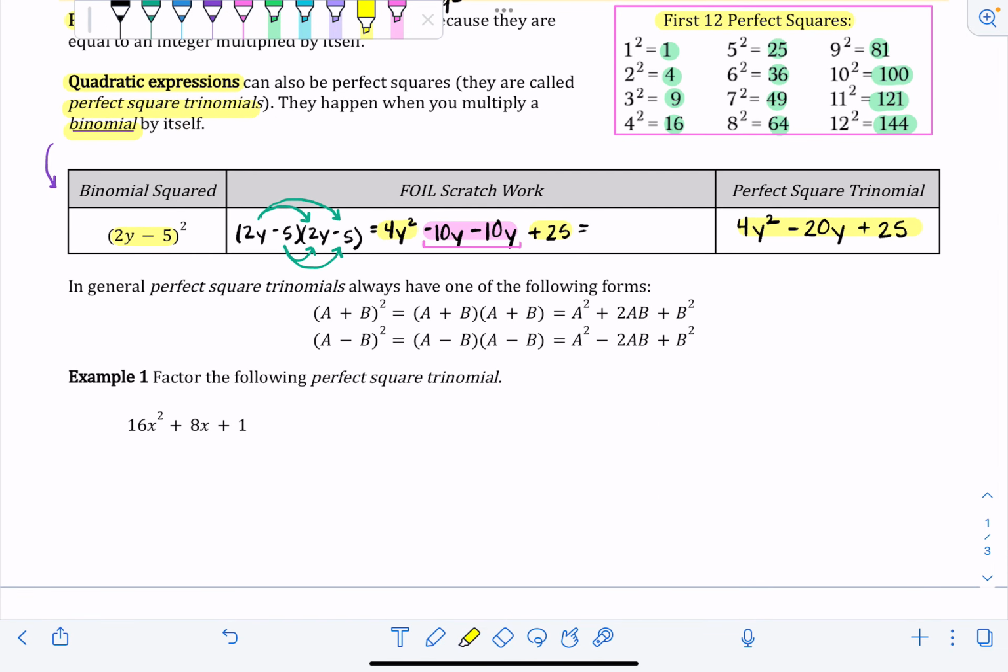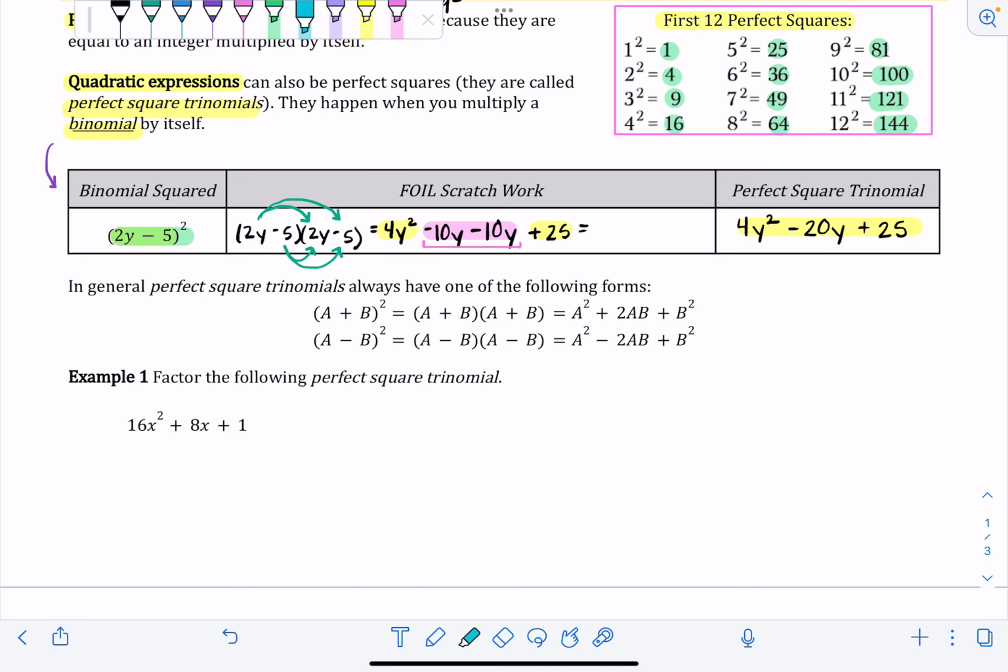So in general, we have a formula for these. Perfect square trinomials always have one of the following forms. There's two, a positive and a negative version. We just did the problem above. It was a binomial squared, 2y minus 5 in parentheses squared. So ours was like this formula because we had a minus, but there also is a plus version.